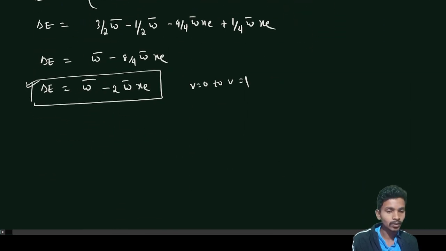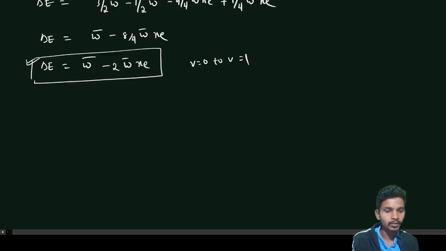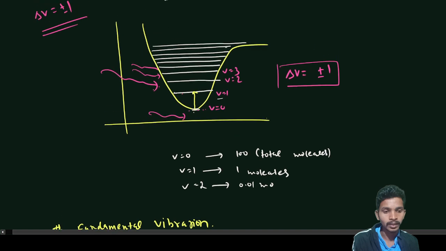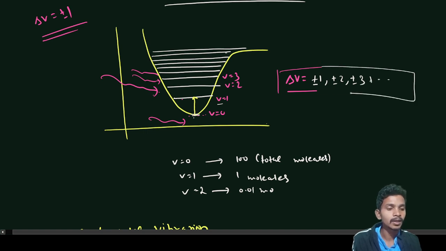So next we will talk about the selection rule for v. It is plus minus 1 and also plus minus 2 and plus minus 3; all of these can be the selection rule, but the actually highly intense one is called the fundamental vibration.